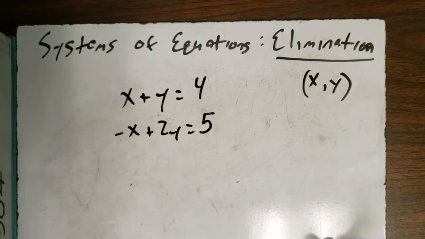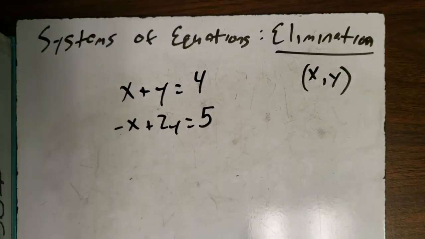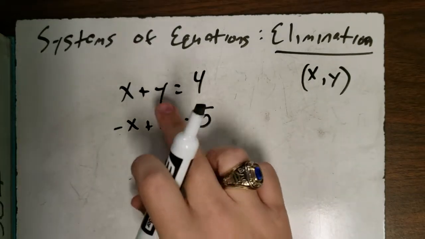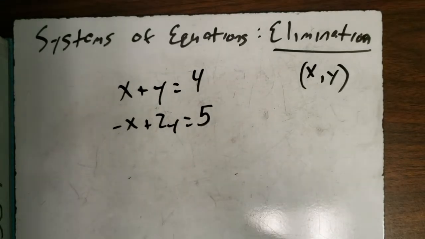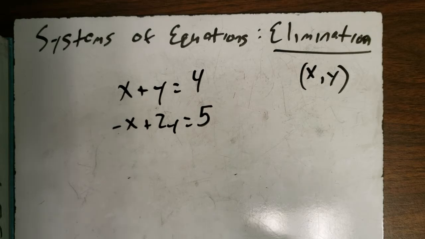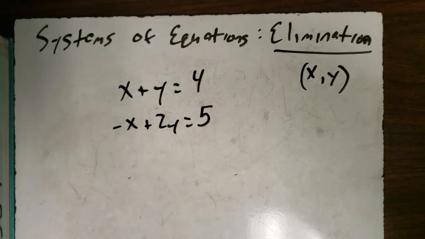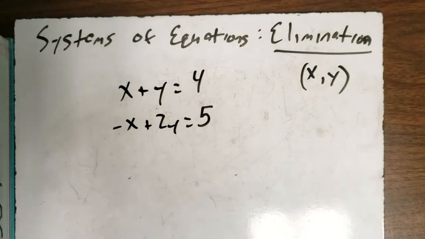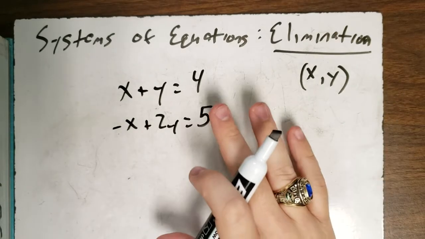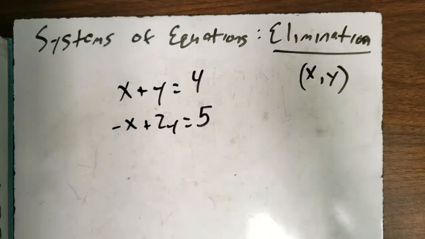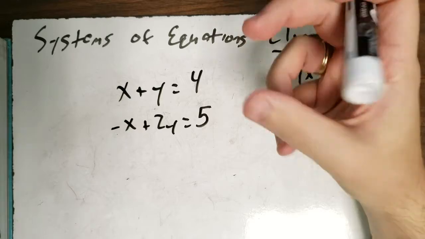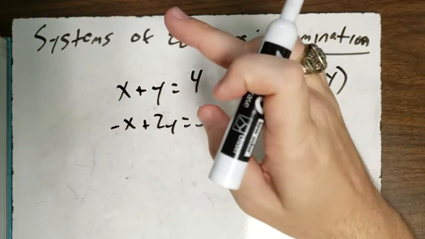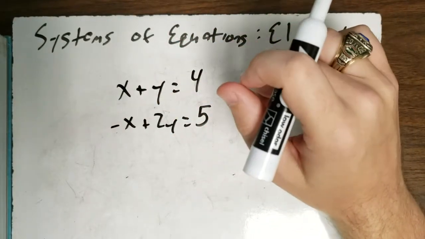Before, we would have to get a letter by itself first and then substitute it in for another one. With this one, we're going to do something a little different. Instead of having to substitute a letter, we're going to cancel out a letter by adding straight down. We still have two equations, but think of this as an addition problem, where you're just combining everything from top and bottom and canceling it out.